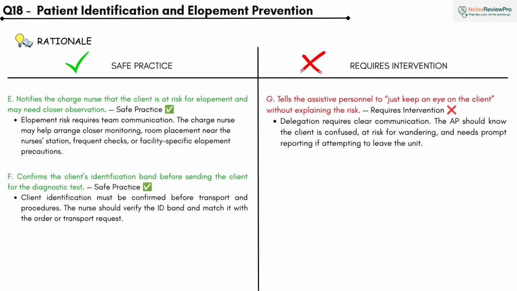For option G, telling the assistive personnel to just keep an eye on the client requires intervention. This instruction is too vague. Delegation requires clear communication. The AP should know that the client is confused, at risk for wandering, and must be reported immediately if attempting to leave the unit.